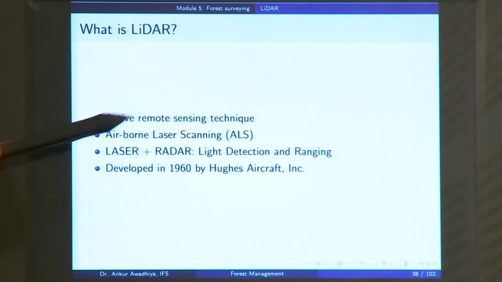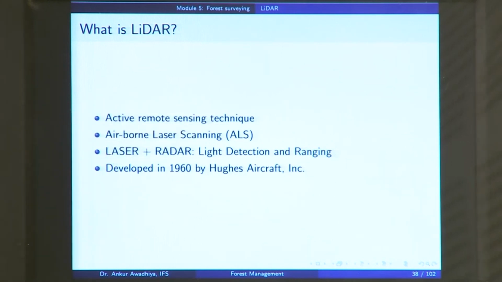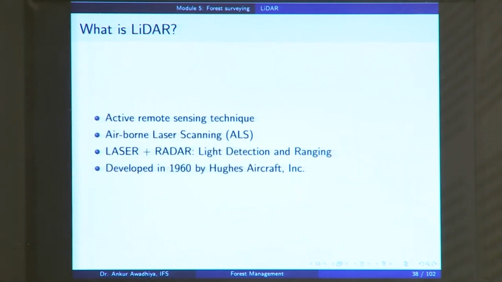It is also known as ALS or airborne laser scanning. So, with this term you can make an idea about what LiDAR is. It is airborne. So, you are using an aircraft or maybe a drone, but the platform is airborne. It is not on the ground, it is not in the space, it is airborne, and it is laser scanning. So, you are using a laser to scan your object. So, it is also known as ALS. It was developed in the 1960s by Huge Aircraft Incorporated.